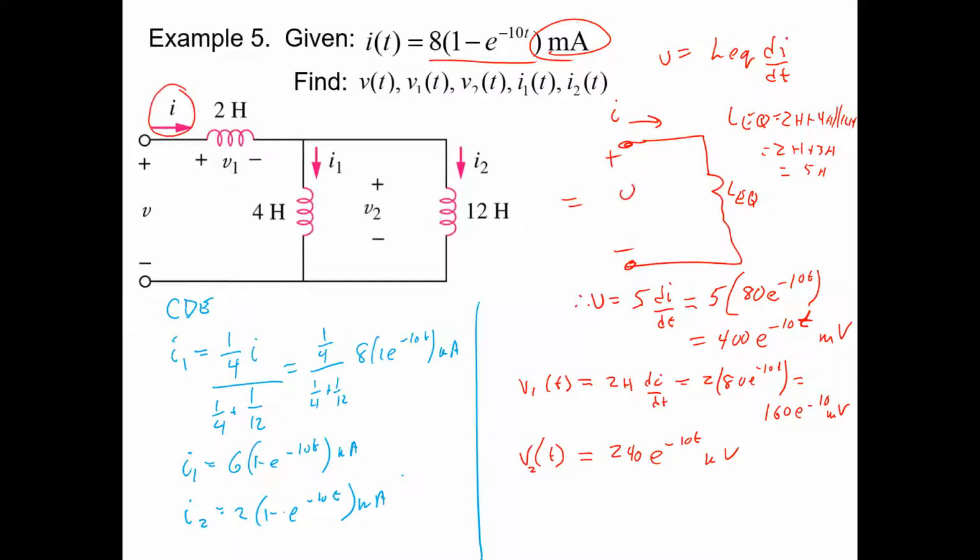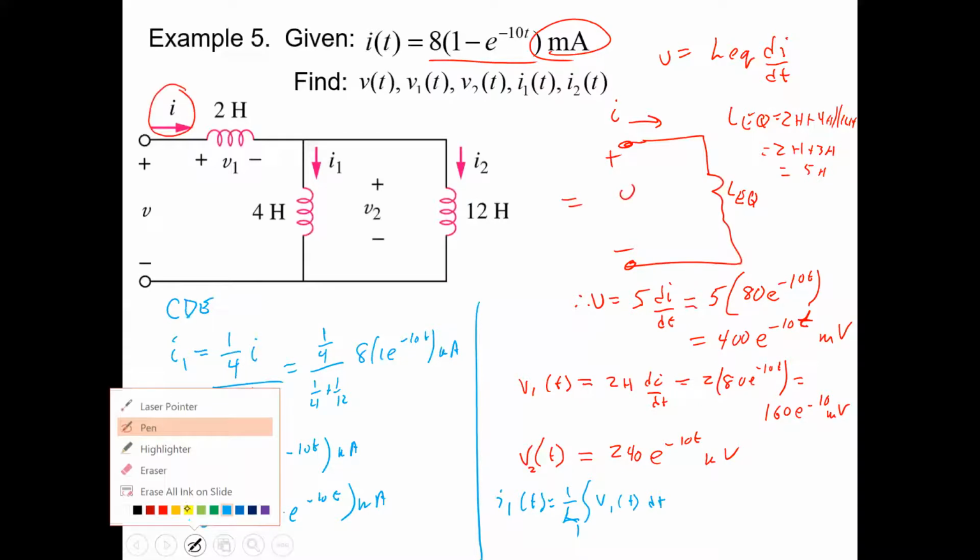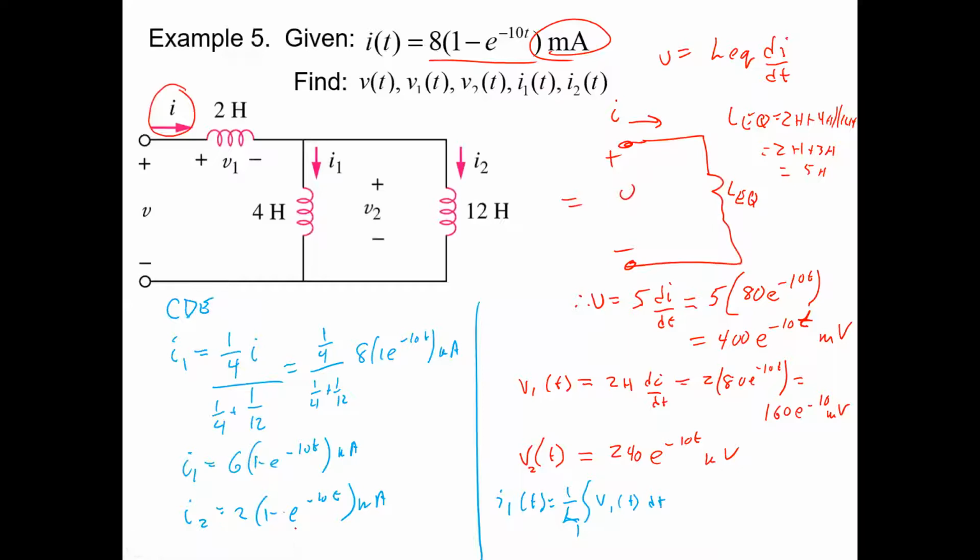If you don't like that, then you could say I1 of t also equals 1 over L times the integral of V1 of t dt, plus some constant as needed. But that constant is sort of being provided automatically by these current divider formulas. So just leave it as that.